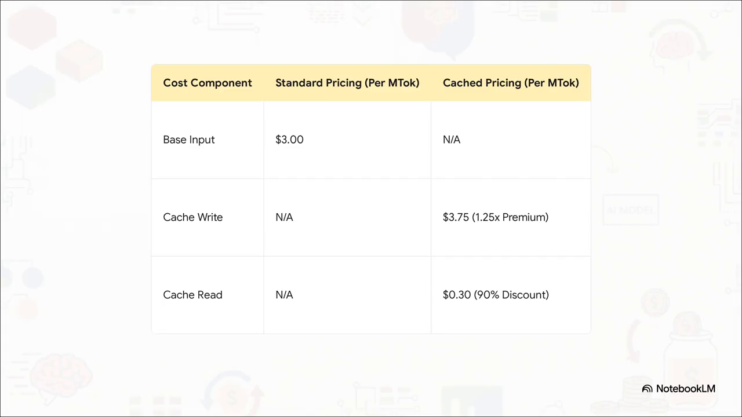The economics here are, well, they're fascinating. Take a look at this table. Normally, you pay a base input rate, let's say $3 per million tokens. With prompt caching, the first time you send that static data, you pay a small 25% premium to write it to a temporary cache. Okay, but every single time you access it after that, you pay just 30 cents. A staggering 90% discount to read from that cache.